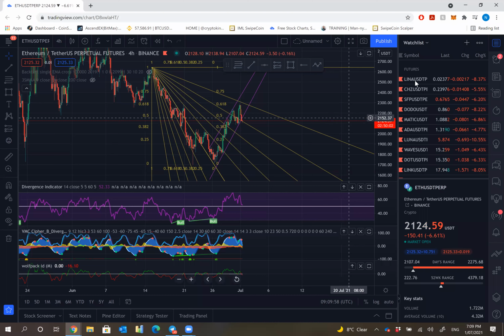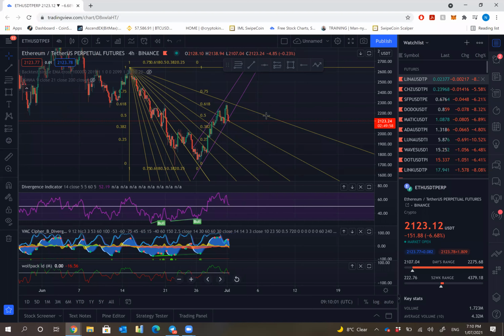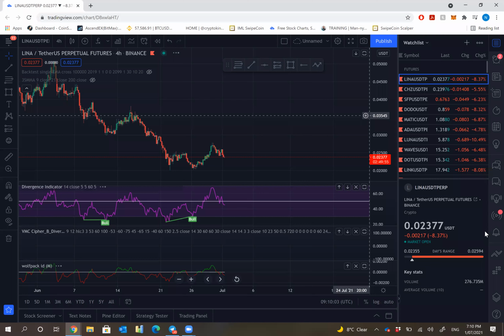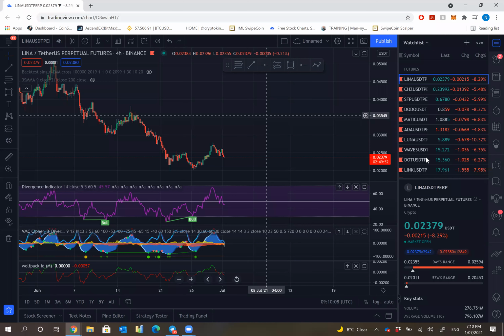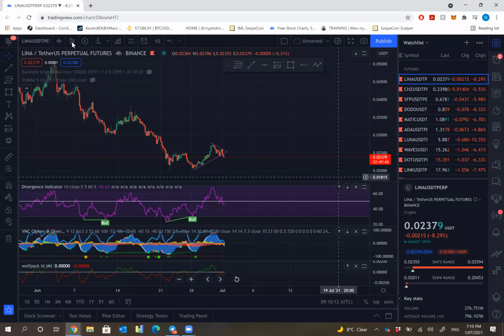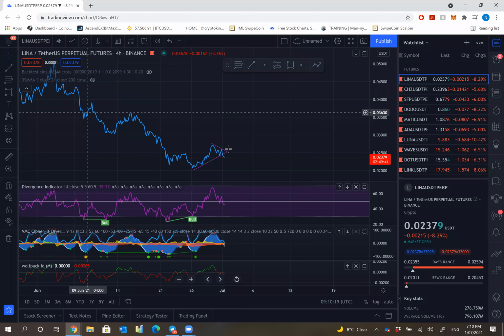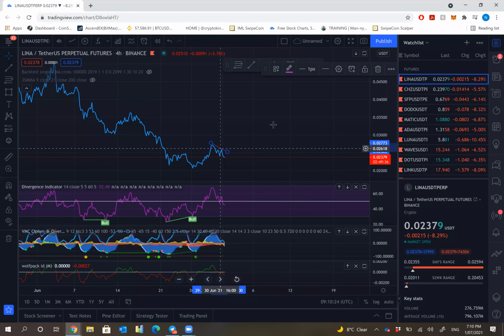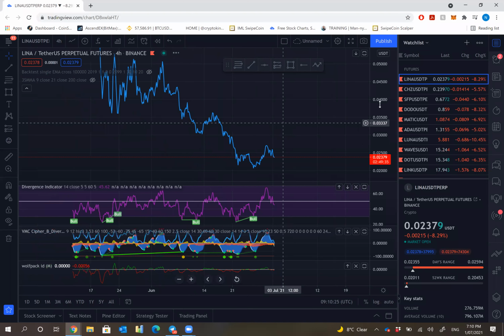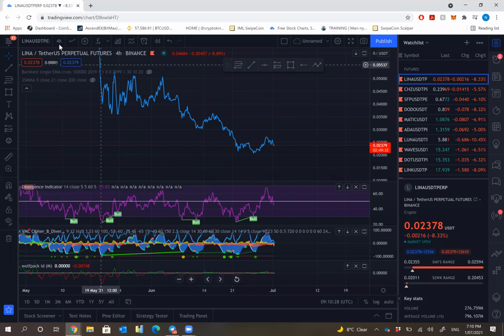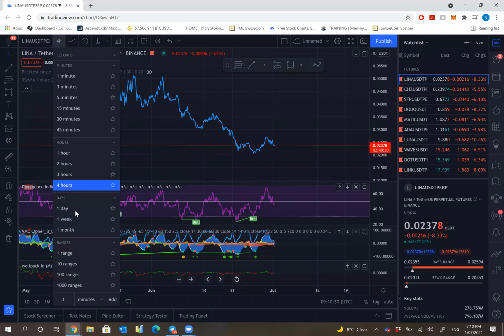Now, when you're first starting, when I start charting, you've got your list now, and your list should be on your left-hand side. So when I start the day, I've got my list of coins. When I first started, I changed it all to line. So I changed everything to line. I changed it either to the 4-hour or the day.